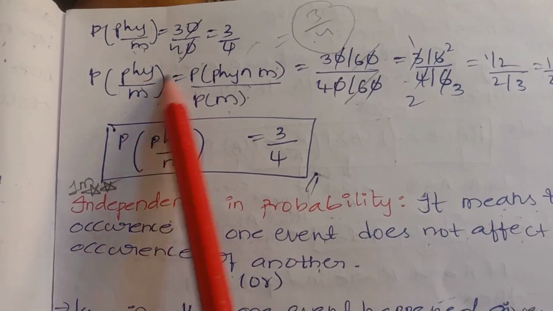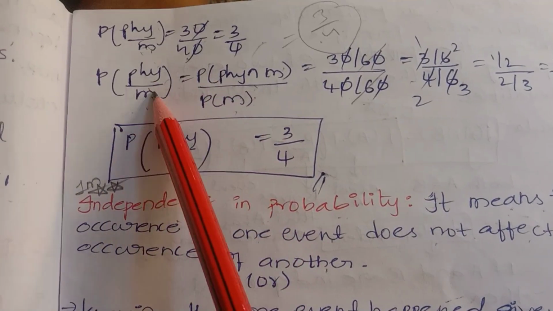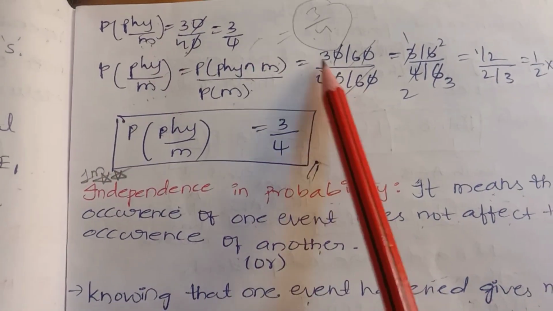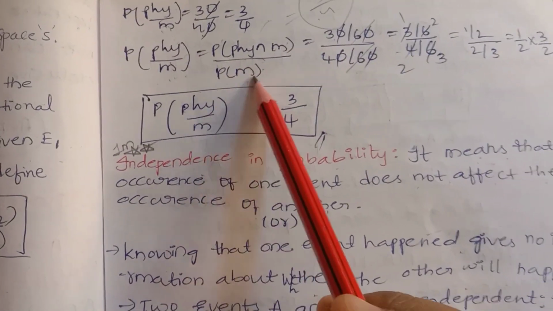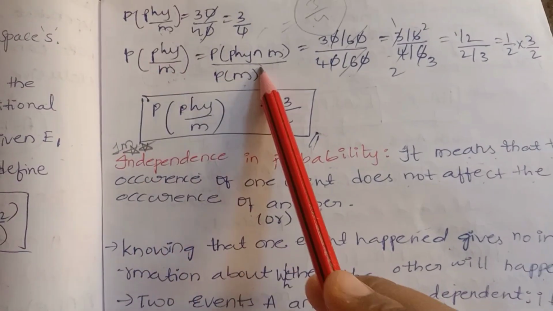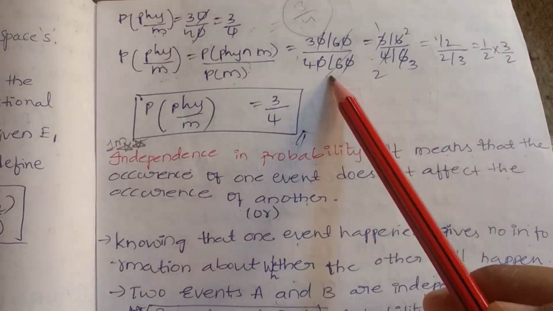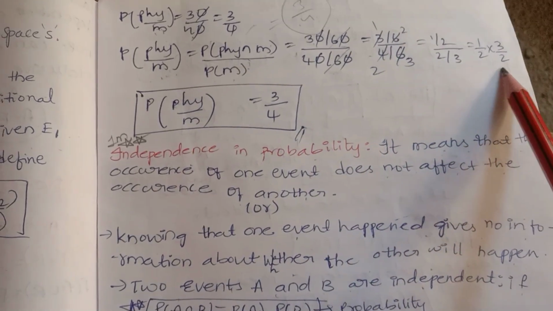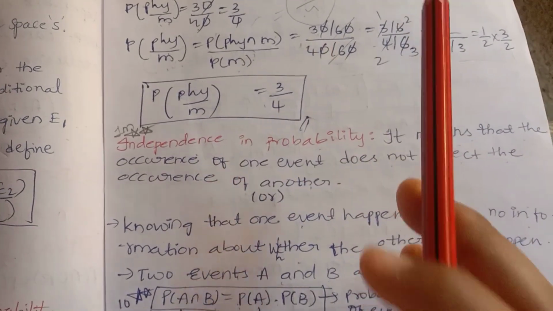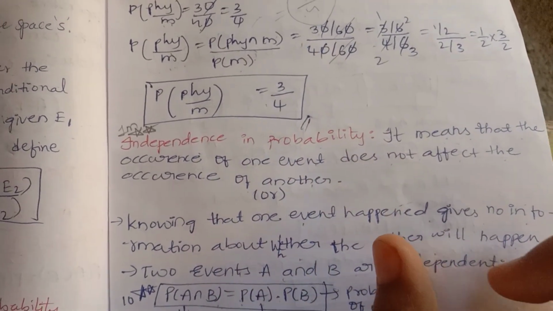For calculating physics given maths, taking the intersection of these two terms in the numerator and calculating the probability of the denominator term maths, we will get the solution by cancelling. For these solving cases, we use the conditional probability.